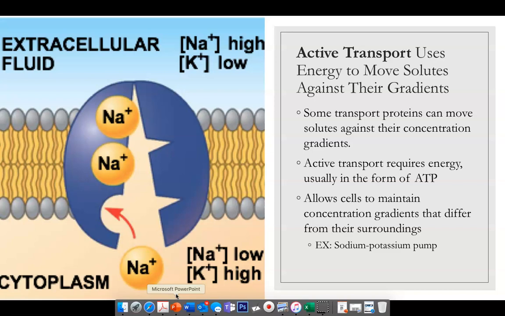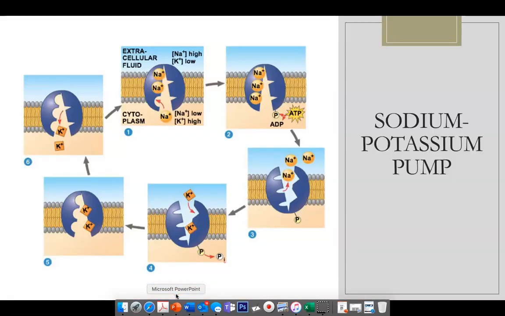Again, the most common active transport mechanism in animal cells is the sodium-potassium pump. Let's look at how that works. So a carrier protein is used with a sodium-potassium pump. And remember, carrier proteins have to make a conformational change in shape. When the carrier protein is open to the inside of the cytoplasmic side of the plasma membrane, it has an affinity or an attraction to sodium ions.